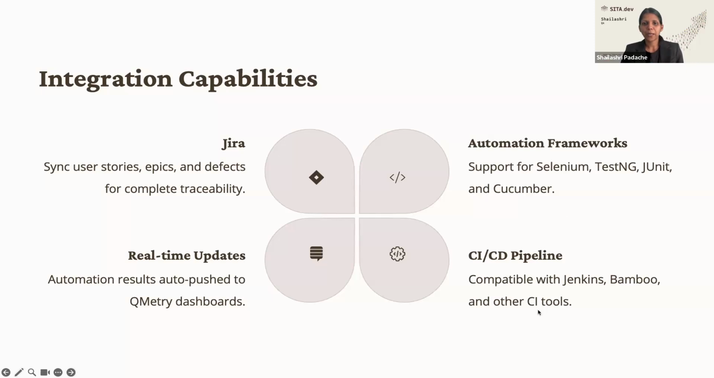Next one is the CI/CD pipeline. QMetry works with CI/CD tools like Jenkins, Bamboo, Azure DevOps, and GitLab. These test executions can be triggered automatically during the builds. So these are all the integrations that can happen with the help of the QMetry tool.